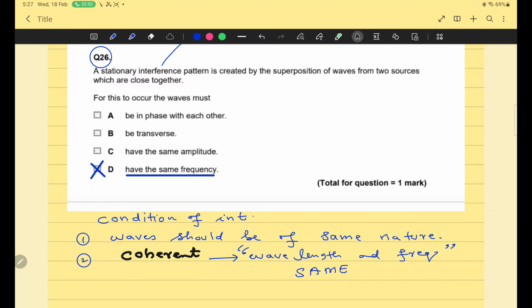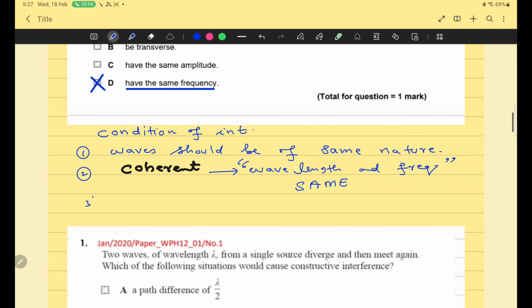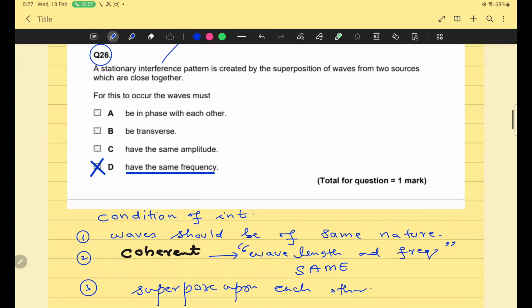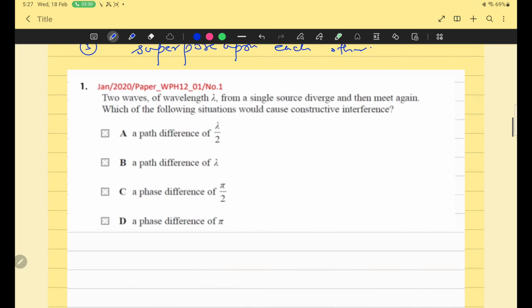So it is condition number two. And what is condition number three? Condition number three is that the waves must superpose upon each other. If one wave is moving to the left and the other is moving to the right and they are not meeting, then no interference is possible. So there are three conditions of interference. Number one, waves of the same nature. Number two, coherent. Number three, superpose upon each other. So the answer of this question is D. Same frequency means coherent waves.